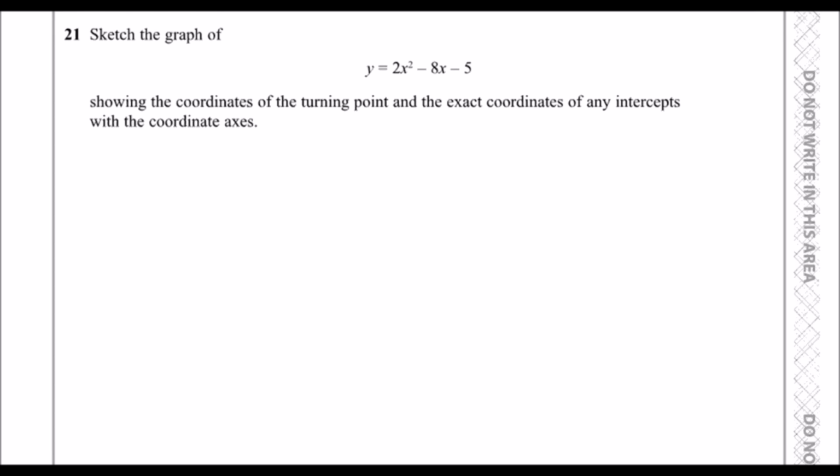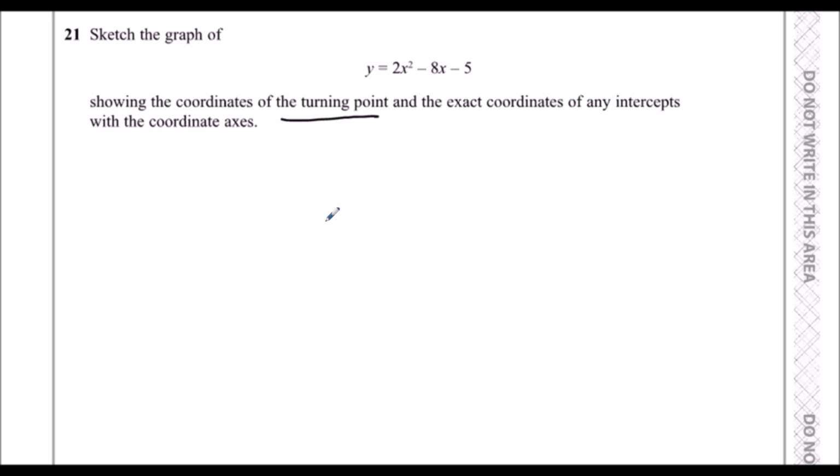Question 21. Sketch the graph of y equals 2x squared minus 8x minus 5, showing the coordinates of the turning point and the exact coordinates of any intercepts with the coordinate axes. So we are going to complete the square. If we complete the square, we will find the turning point, and we will also be able to find, by solving it after we complete the square, where it crosses the x-axis.